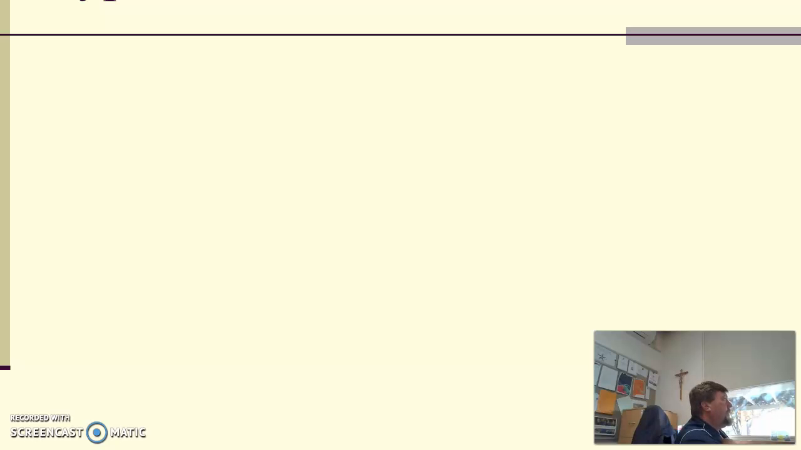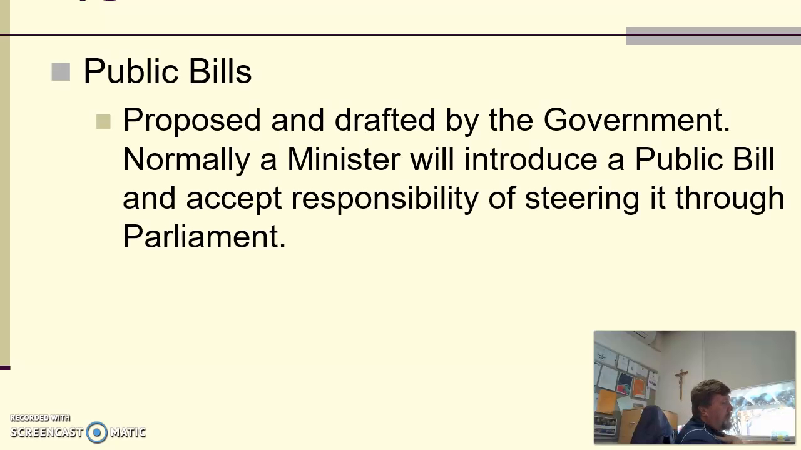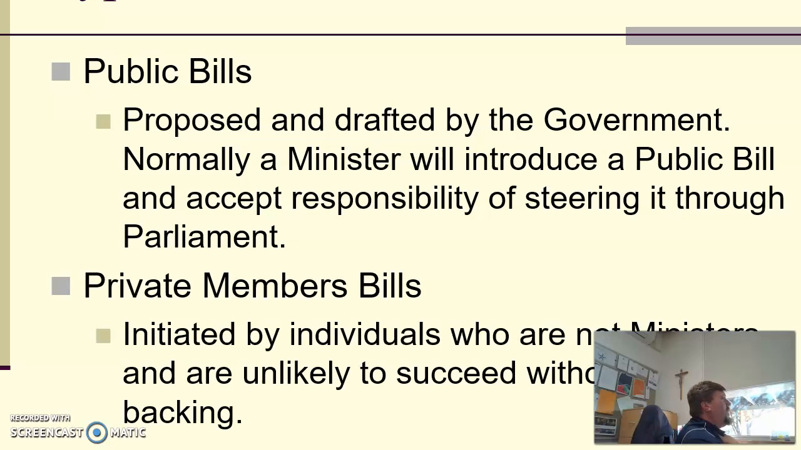Again, types of bills are proposed laws. The majority of bills are public bills. These are introduced by ministers and cabinet, and they steer them through Parliament. Remember, they can start in the House of Reps or the Senate. Private members' bills are any bills that are made by people, usually not ministers, and you usually need to lobby the government to get backing. These sometimes can be of controversial issues or of issues relating to a particular electorate.